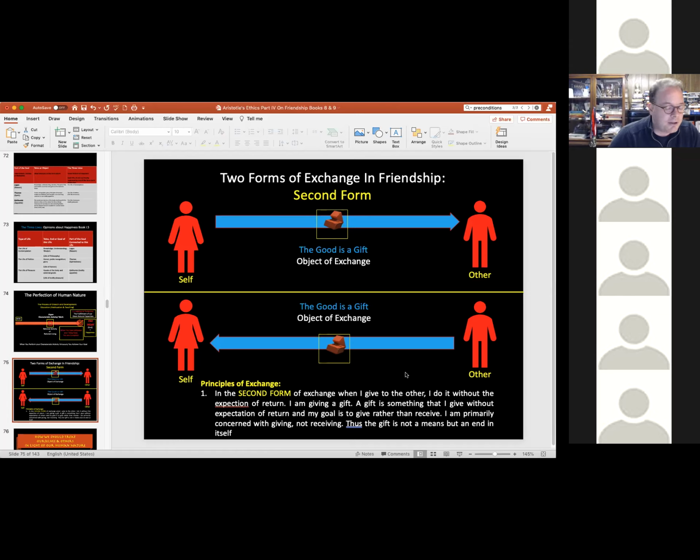In complete friendship, by definition, both people have to be virtuous. They have to be good people. They have to be excellent human beings. They have to have good character, right? The one person gives a gift to the other person, and guess what the other person does? They do end up giving a gift back in return.